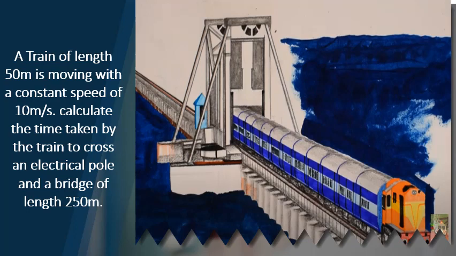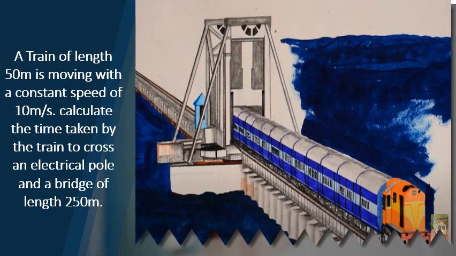When you are taking the electrical pole as a reference point, you can calculate the time simply by using the speed formula. Speed is equal to distance by time, isn't it? Then time is equal to distance by speed. So we'll use that formula and we'll easily calculate. But the second case is an interesting one, I will tell you.